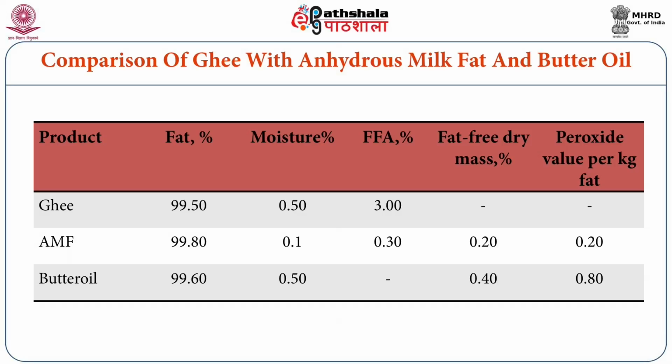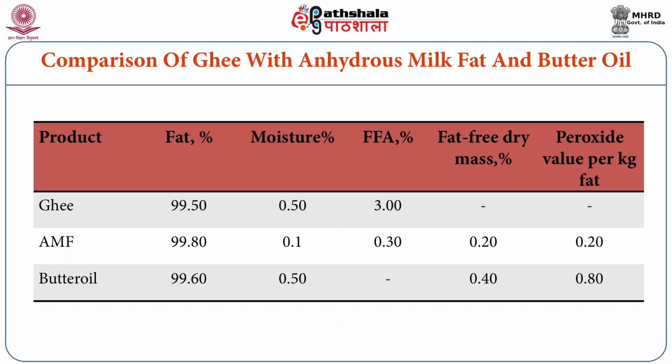The ghee as well as butter oil can have a maximum moisture of 0.5, whereas for AMF, even the Indian standard from FSSAI specifies a maximum of 0.1% moisture. That means the moisture content in AMF is much lower than that in ghee.